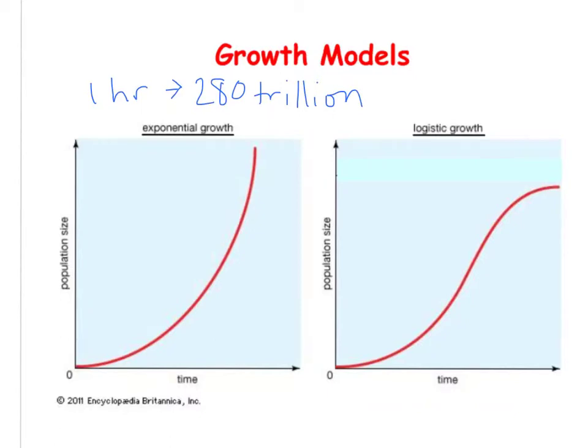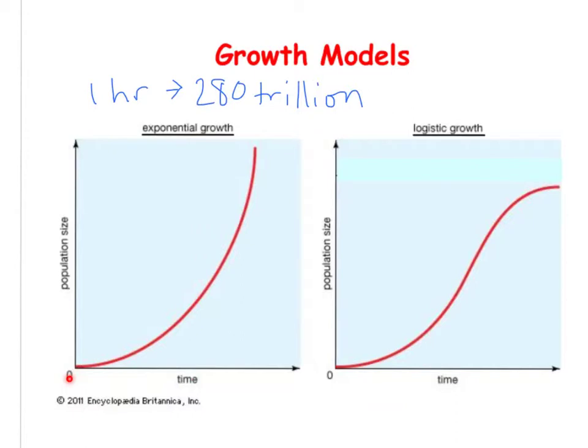So if we are to take that information and graph it, that graph looks like this. It is called exponential growth. It is the growth that can be seen in completely ideal circumstances where limiting factors are not limiting the growth.